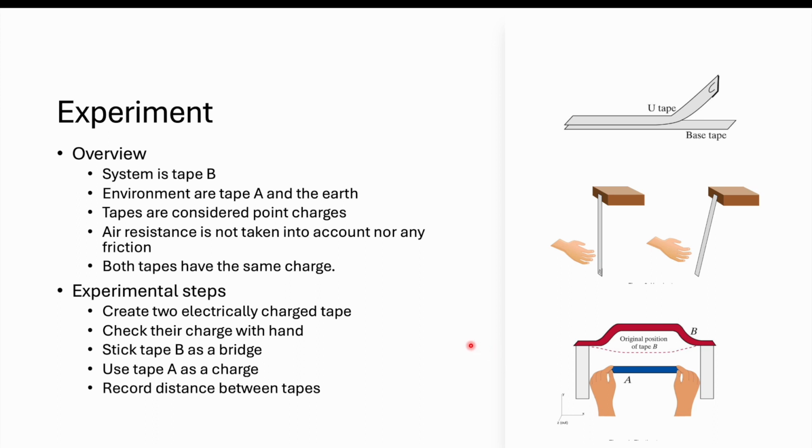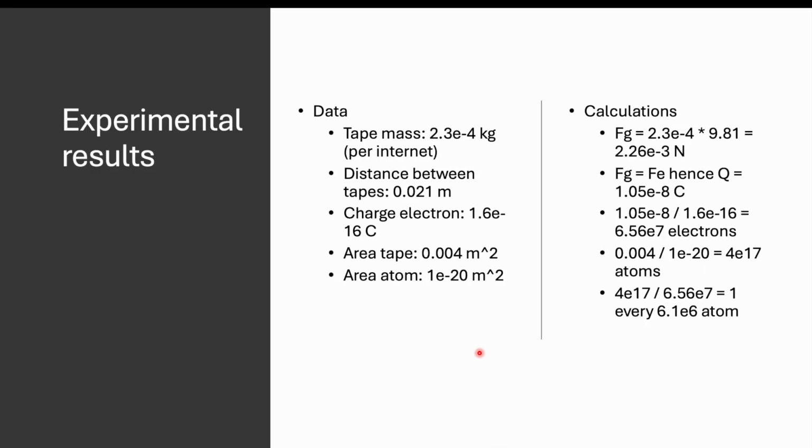So here are the different steps of the experiment. We created two charged tapes using a U-tape and a base tape to rip electrons away from it. And then we checked for the charge. We found that it had a positive charge by putting our hand after rubbing it in our hair or a jumper, to make sure it was charged. Then we stuck tape B to the bridge and used tape A with its charge to measure the distance until B came to equilibrium between the force of gravity and the force of the electric field. So here are the results.